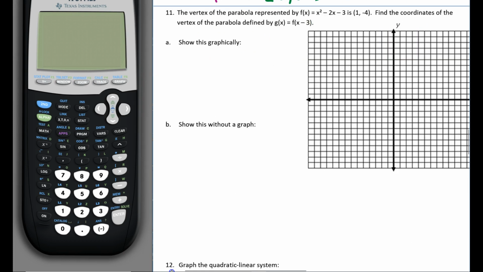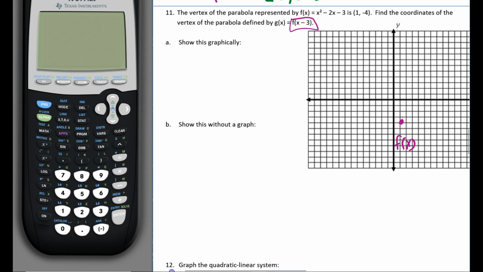Number 11. The vertex of the parabola represented by f of x is (1, -4). So I'm just going to plot that. I don't know if I need it yet, but it could be useful. Okay, so there's the vertex for f of x. Find the coordinates of the vertex of the parabola defined by g of x equals f of x minus 3.